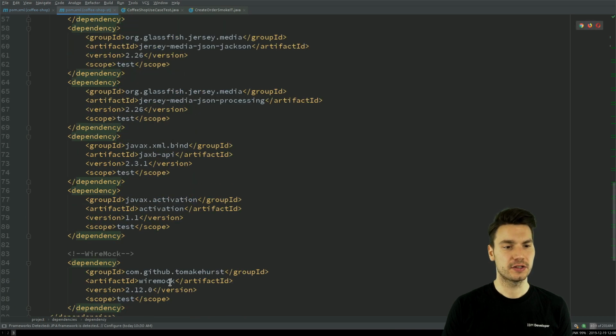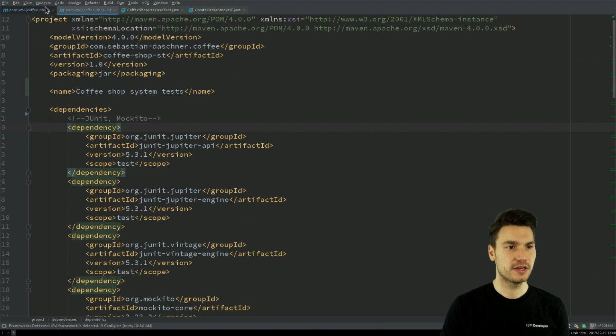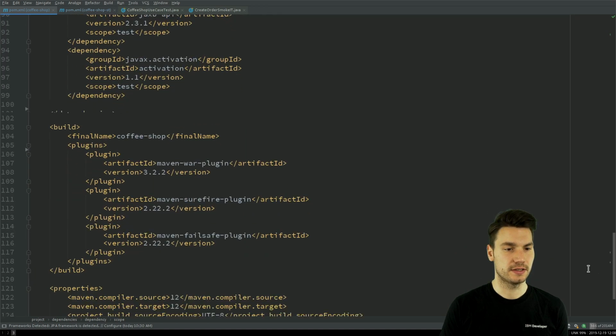Everything that you see in the project here are only test dependencies. That is very, very important in order to make your tests and your whole build life cycle really efficient. This needs to execute fast, so I don't want to add a lot of dependencies in my project that are not really required. This is the system test project, but here it's the same. In my coffee shop project, I only have the Jakarta dependency provided, sometimes MicroProfile as well, also only provided dependencies, and the rest is only test dependencies.